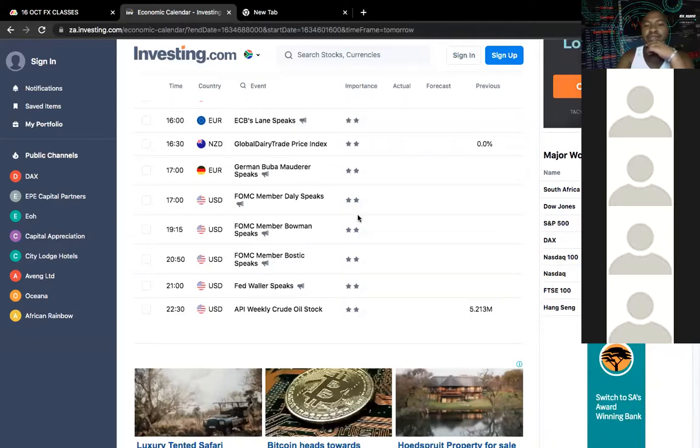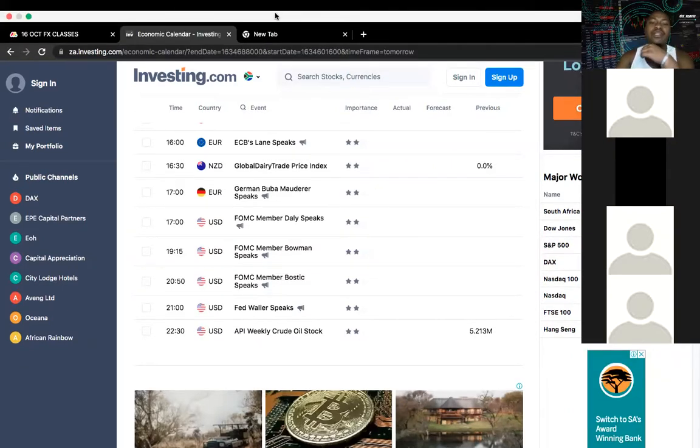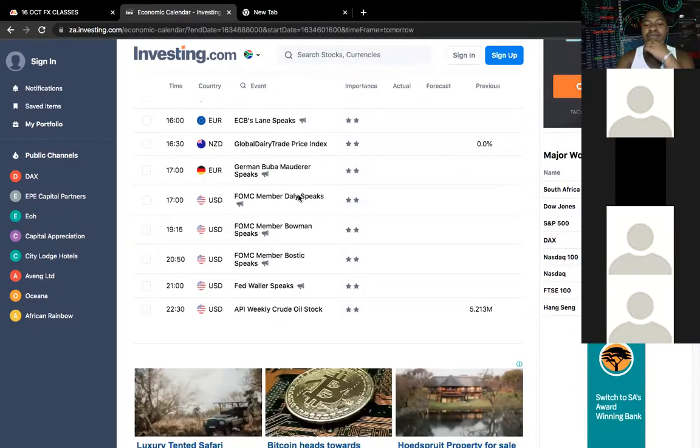So I'm connecting from Pretoria. That's Gilbert. So time for ninja setups. Let's look at some ninja setups. Let me share my screen. I'm going to look at what the market has for us.